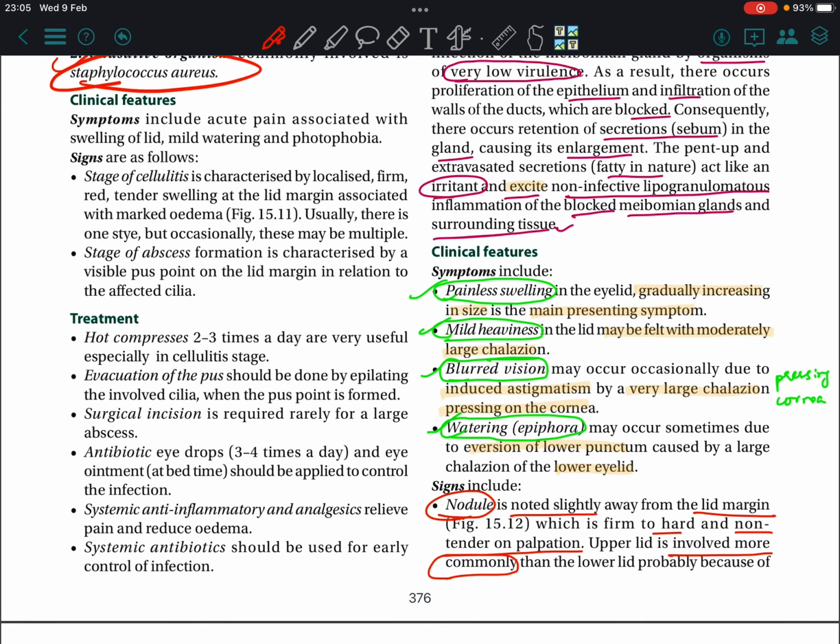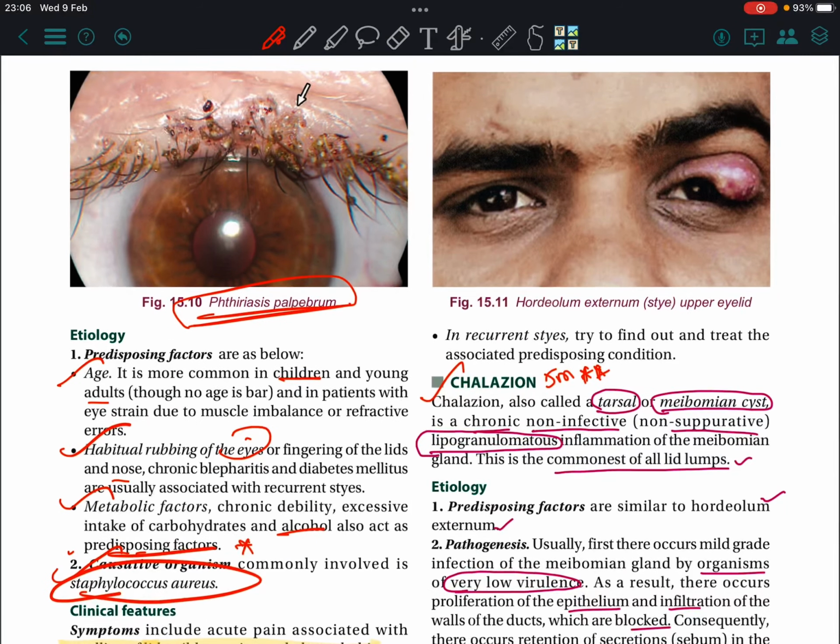Clinical features, symptoms include acute pain associated with swelling of the lid, mild watering, photophobia. Signs: stage of cellulitis, stage of abscess. The stage of cellulitis is characterized by localized firm red tender swelling at the lid margin associated with marked edema. Figure 15.11. Hordeolum externum, upper lid.